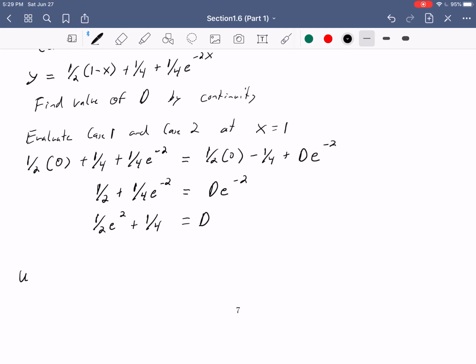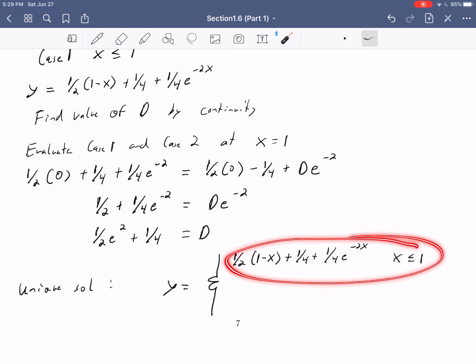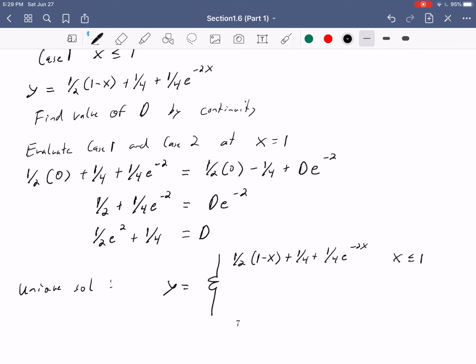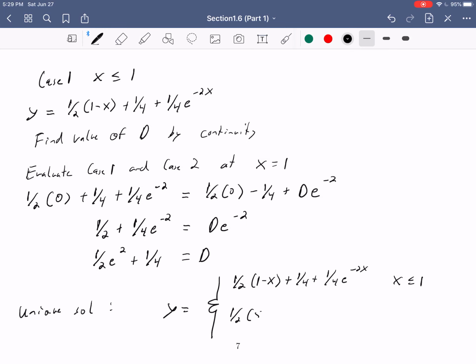So that means our unique solution is this piecewise function. It is 1/2 (1 minus x) plus 1/4 plus 1/4 e to the minus 2x, when x is less than or equal to 1. That's the choice of c that satisfies the initial condition. And then for case 2, it's 1/2 x minus 1 minus 1/4 plus 1/2 e squared plus 1/4 e to the minus 2x for x greater than or equal to 1.